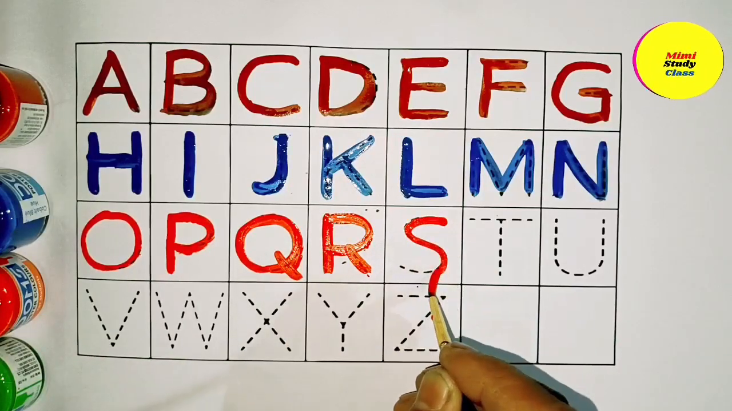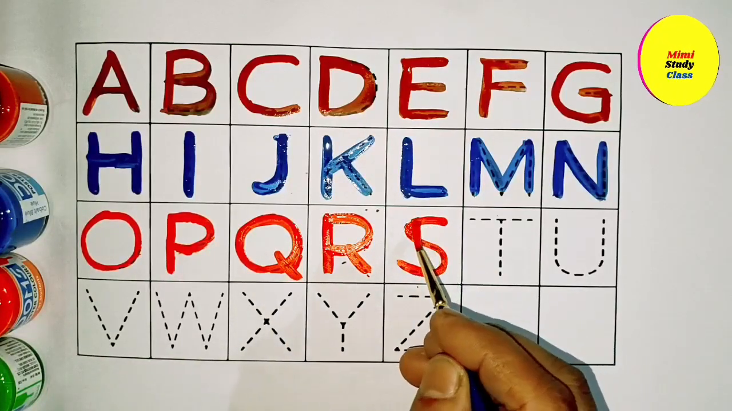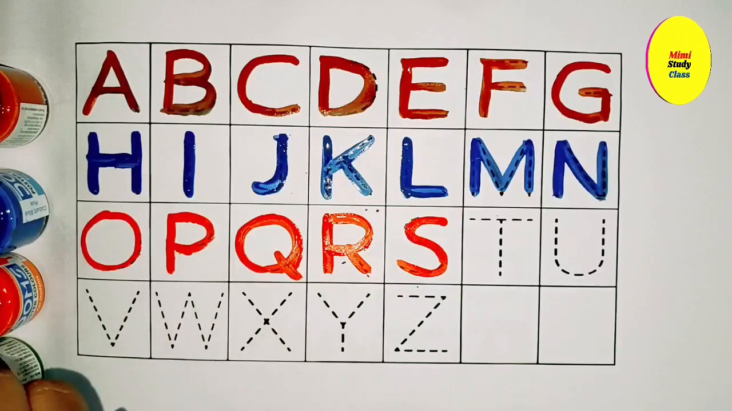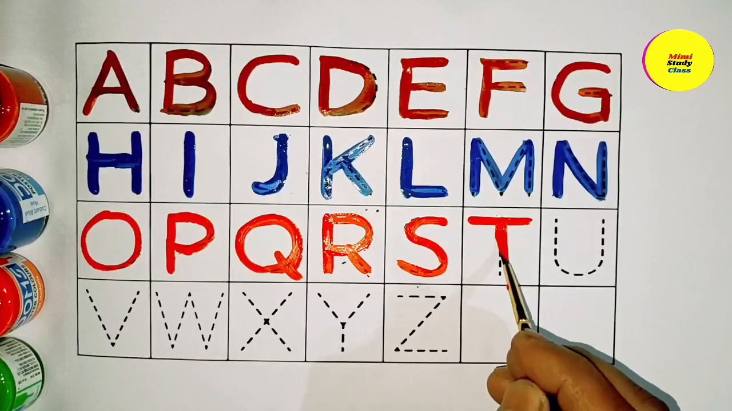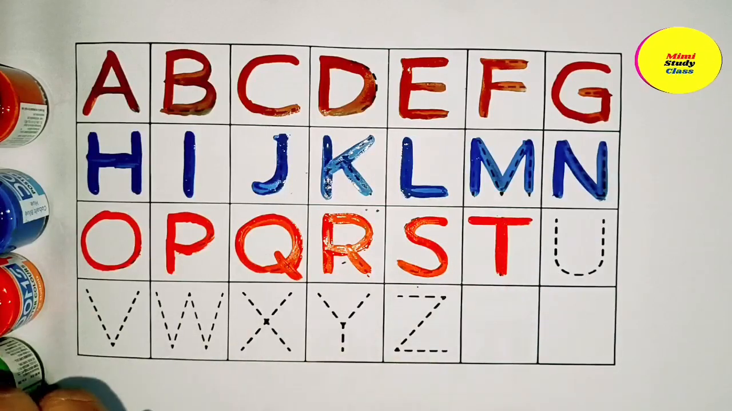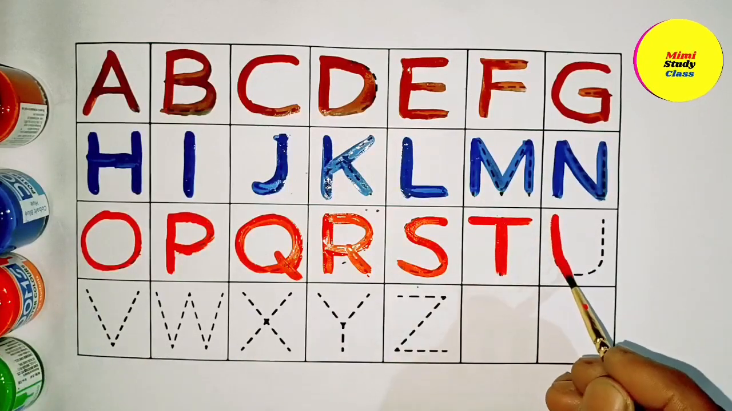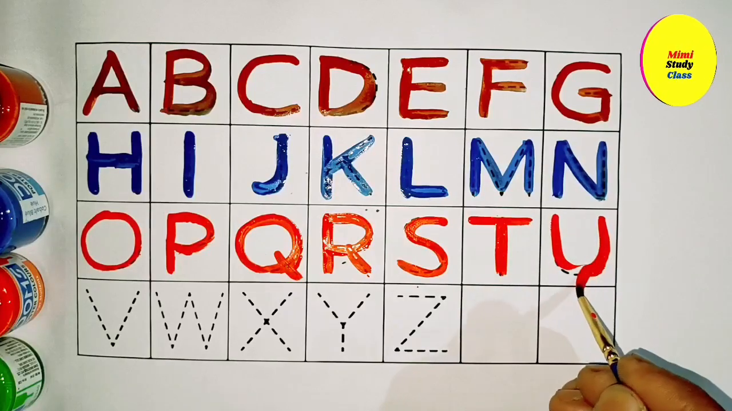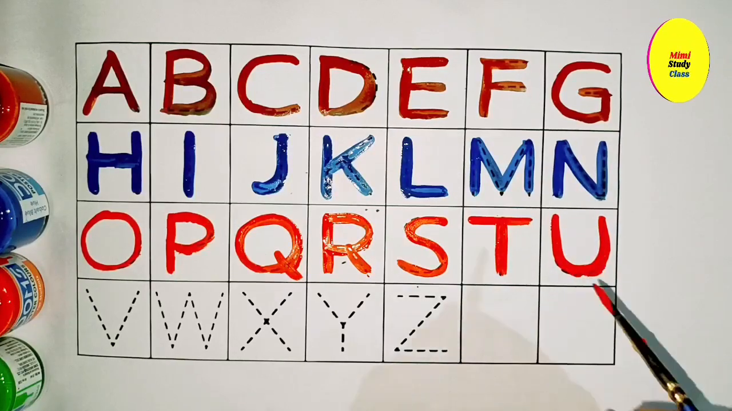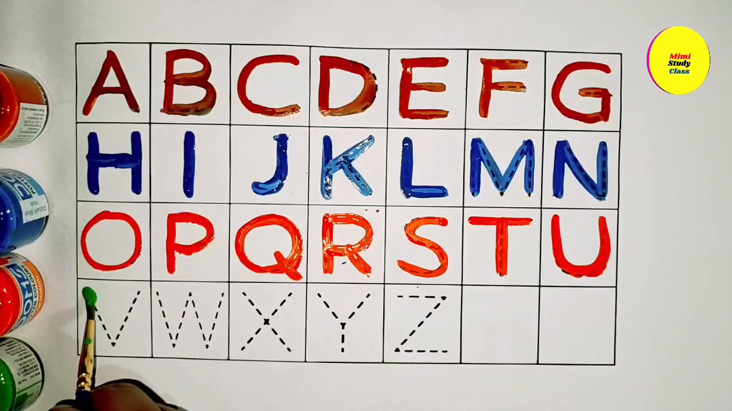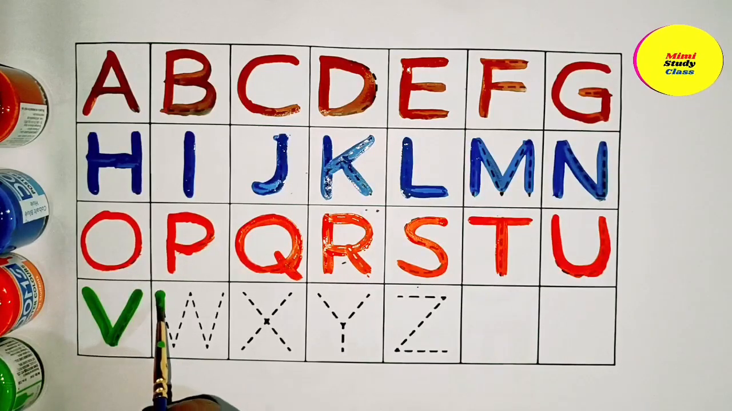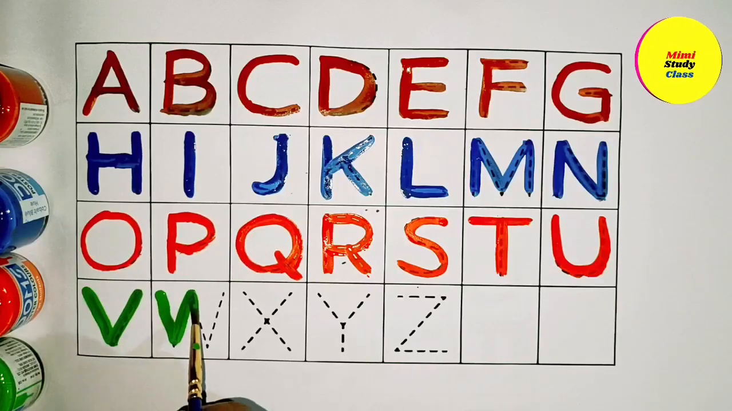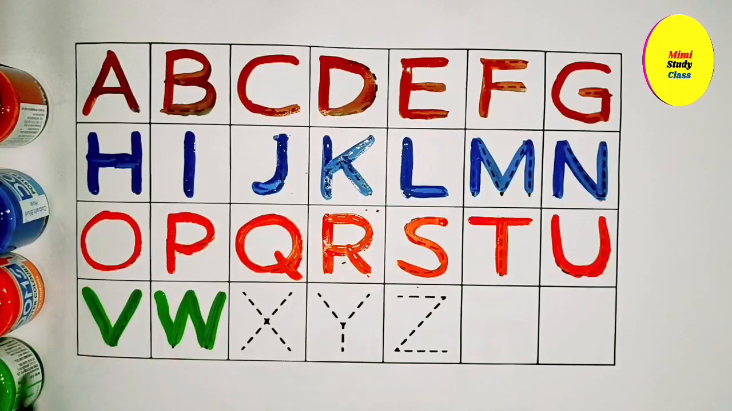S for sun. T for tiger. U for umbrella. Green color. V for violin. W for watch.